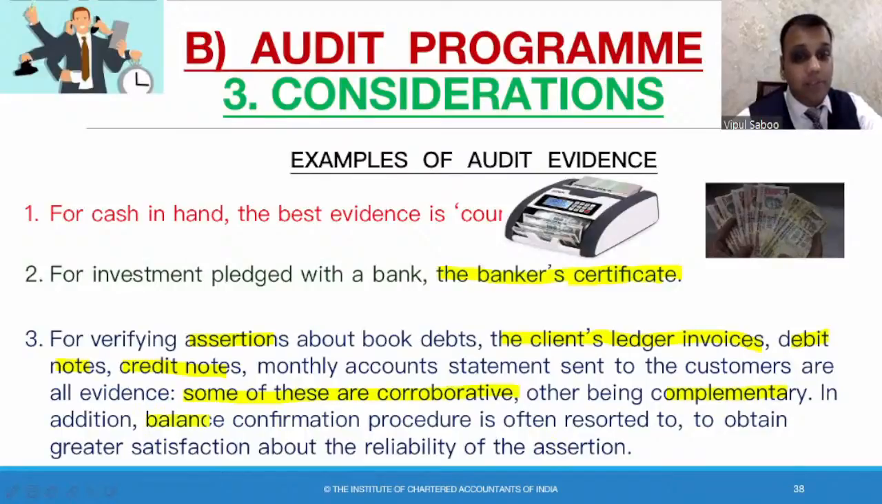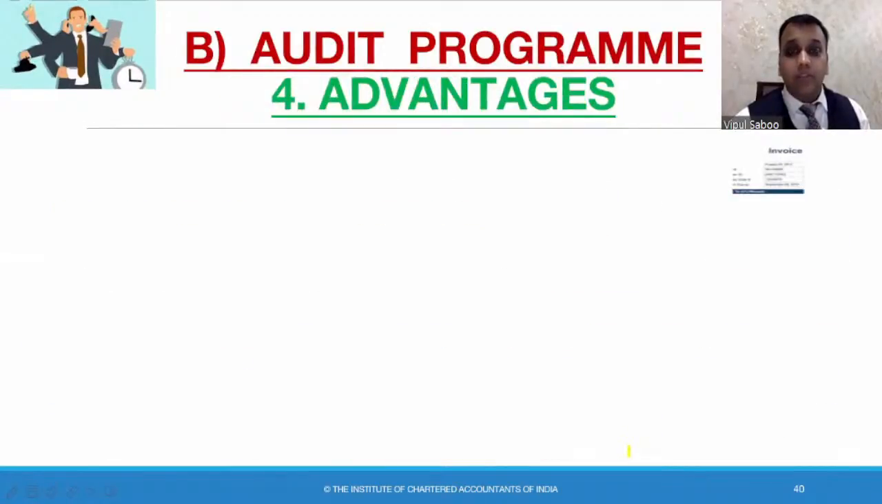What is balance confirmation procedure? As I told you, we ask the creditor, please issue us a certificate that this particular firm's balance in their books is standing at this amount. We'll check it with our books of account, to obtain greater satisfaction about the reliability of the assertion. So we took the example of cash, investment pledged with bank, or any bank balance also. If the bank certificate and the amount shown against that particular bank in books of accounts matches, it is the best evidence. Next.